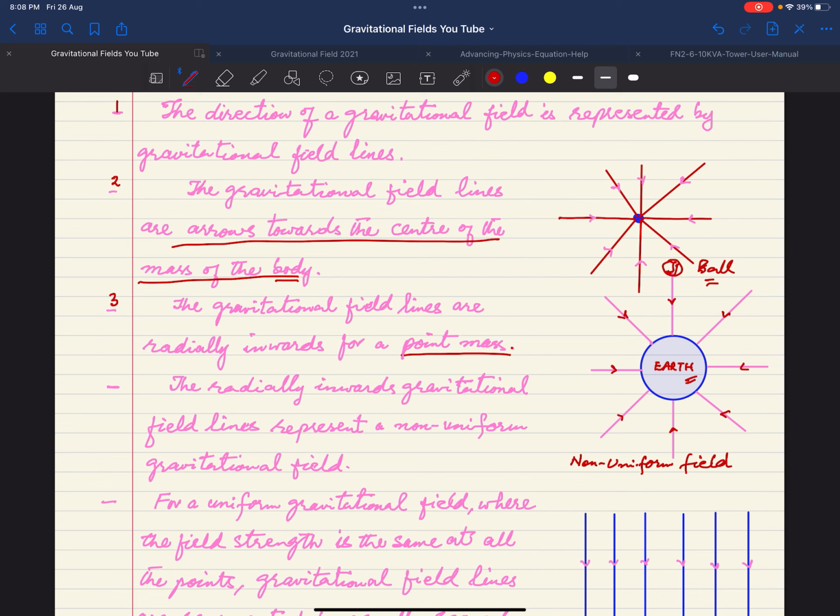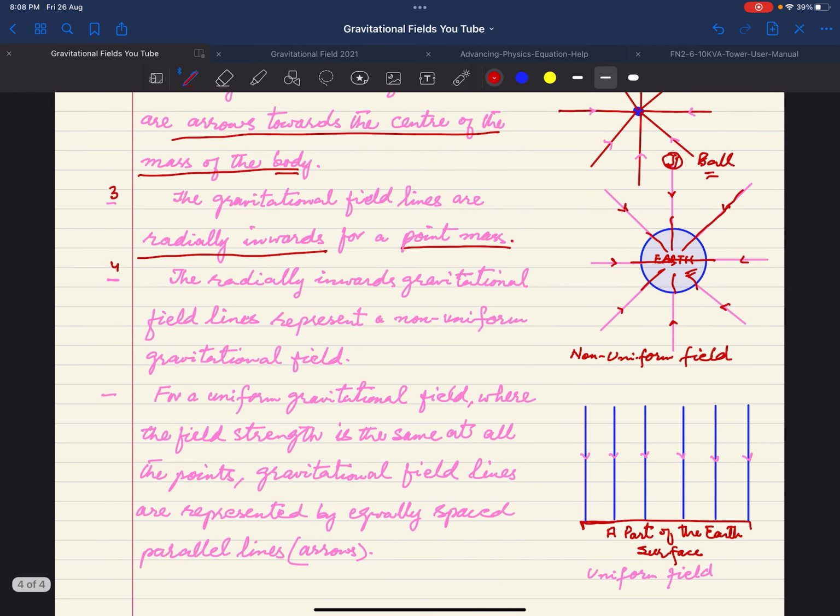So here these lines are radially inwards, and they indicate towards the center of, suppose, the earth or the moon, whatever, but they are radially inwards. This is very important. The fourth point tells us what this radially inward field shows. Radially inward gravitational field lines represent a non-uniform gravitational field. This is a very important thing.